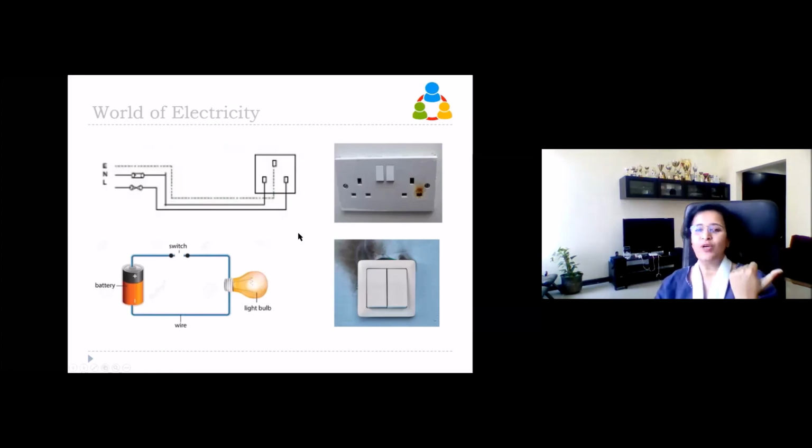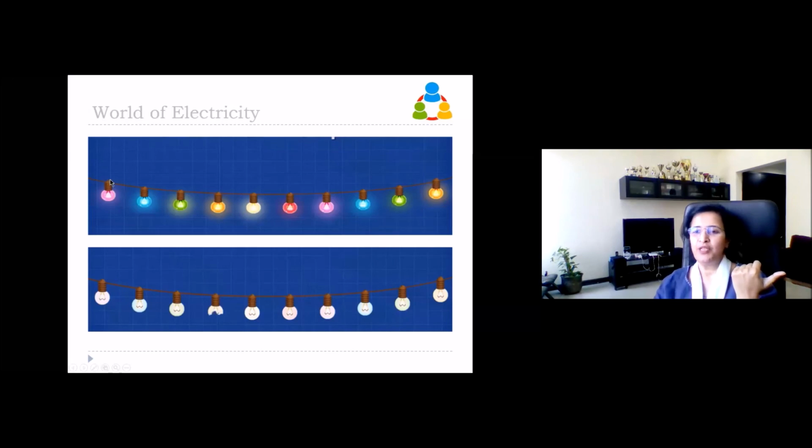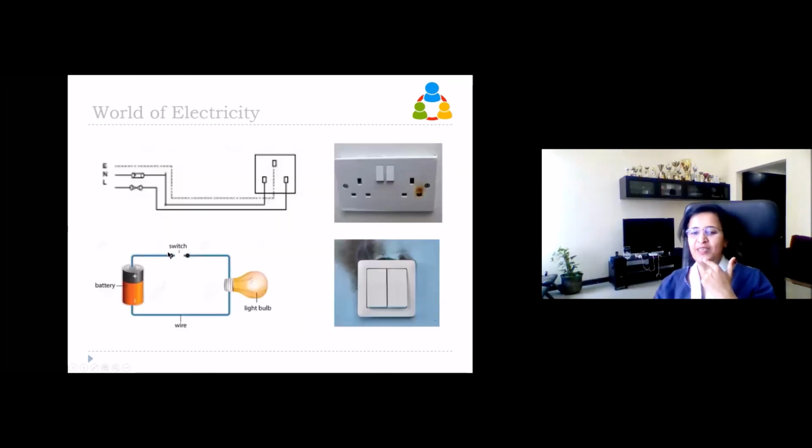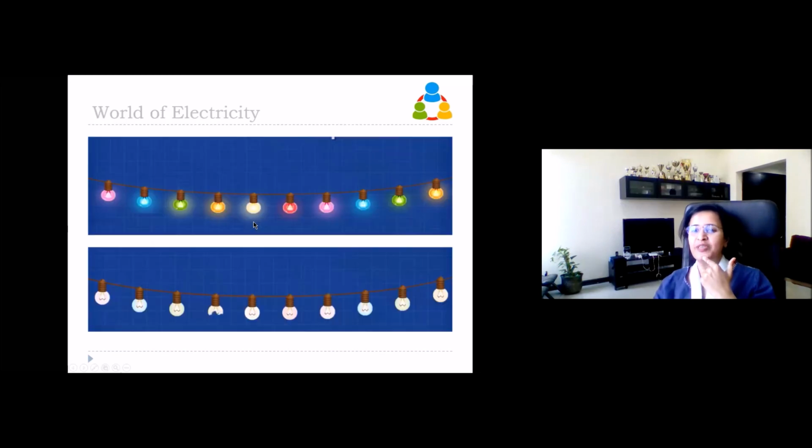So you have to switch this one off. And sometimes, with the serial bulbs you put up during Pongal and all those festivals, if one bulb is gone, you see that the whole string is gone. You know why? Because the circuit is not complete. That is the reason the full string is not working.